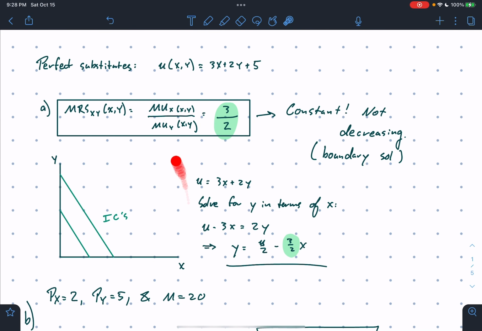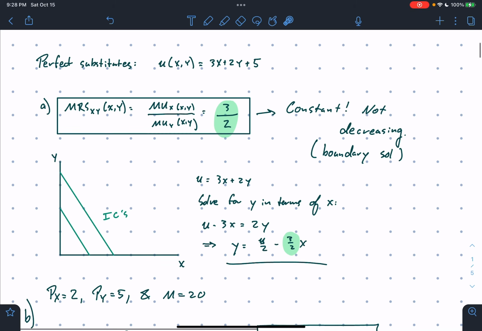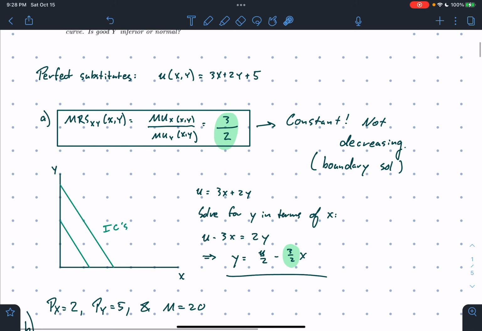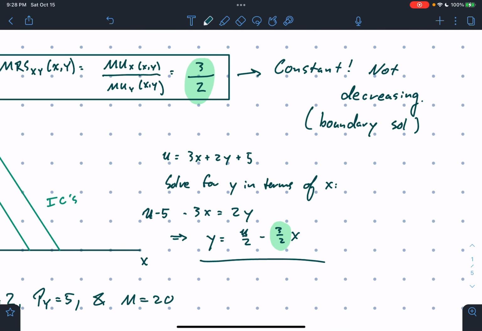for part A, there are the indifference curves. And we got the indifference curves. For perfect substitutes, they're going to be straight lines. And the way that we can kind of solve for these, sorry, when I did it earlier, I did not have the plus 5. So when we want to solve for y in terms of x, this will allow us to plot the indifference curves in a bit of an easier way.